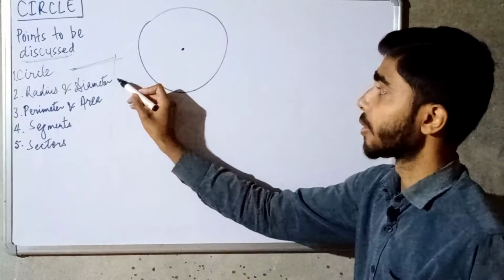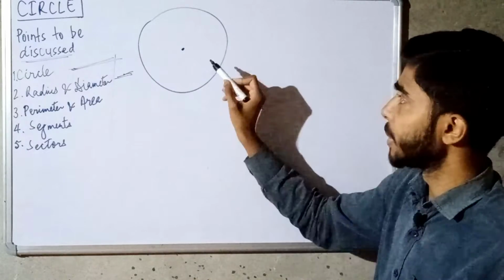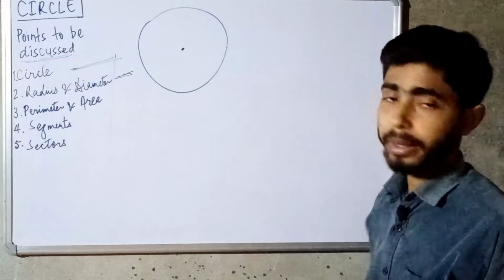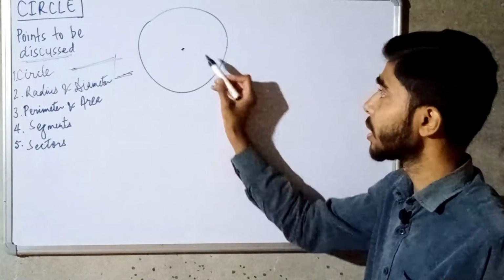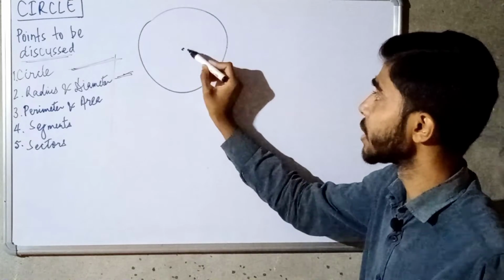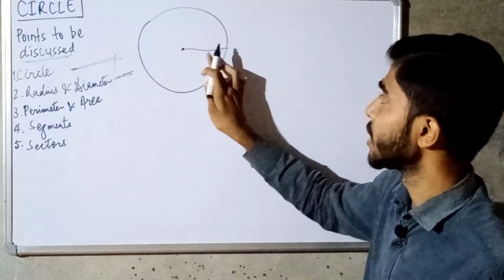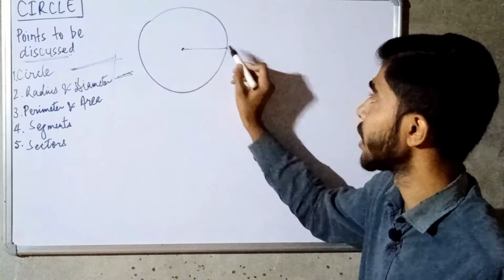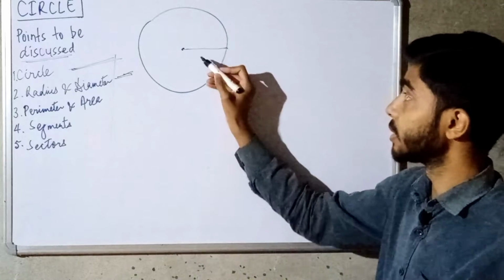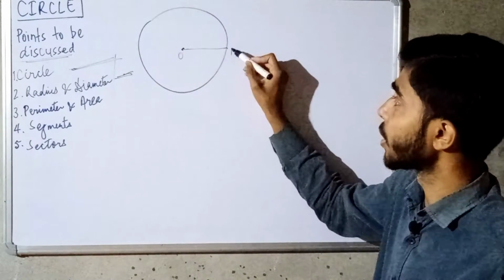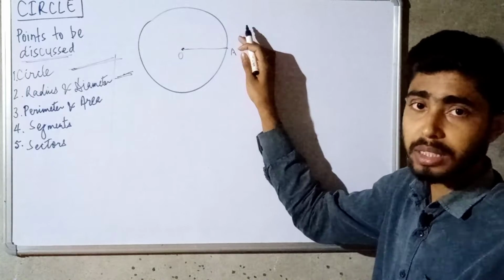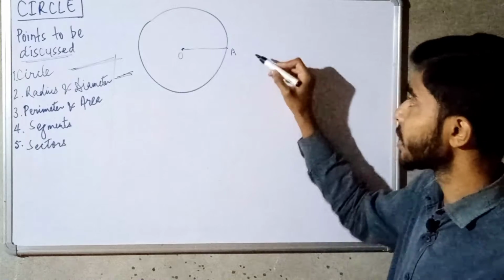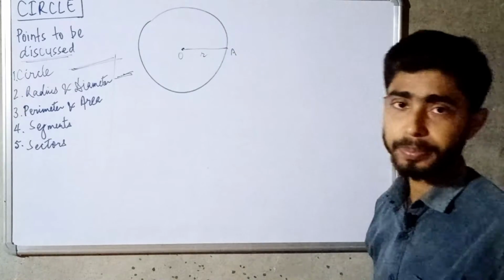And radius and diameter. The point is the center. The distance between the center and the circumference is called the radius of the circle. Suppose A is a point on the circumference, on the boundary of the circle, and O is the center. Then OA is the radius, denoted by R.